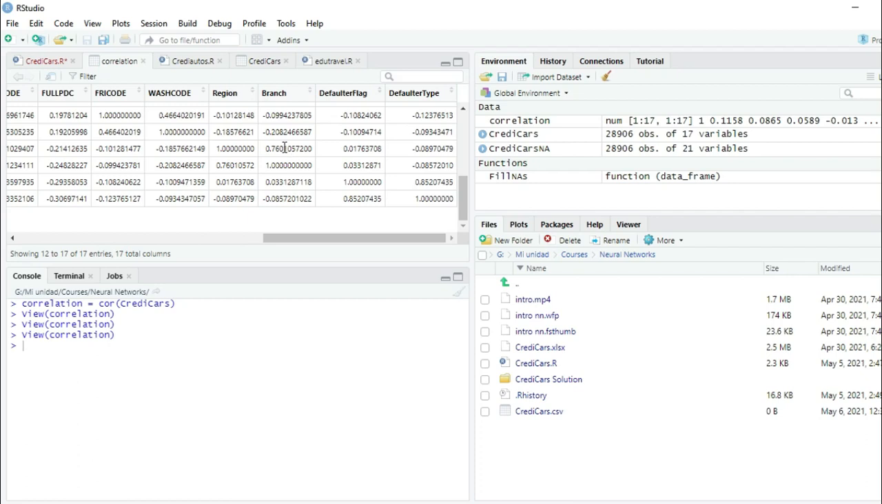Well, we should keep just one of them, but we should try that when we train our model. Probably a strong candidate will be branch because it has the higher correlation, but we should try also with region. And that's what we are going to do in the following sessions.